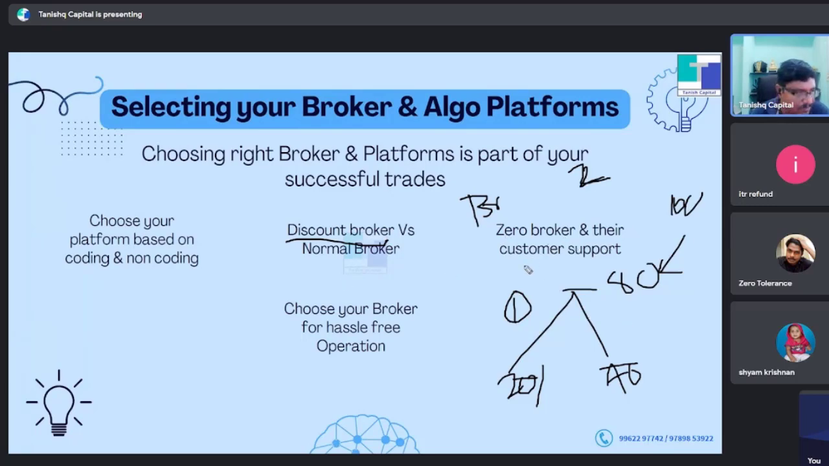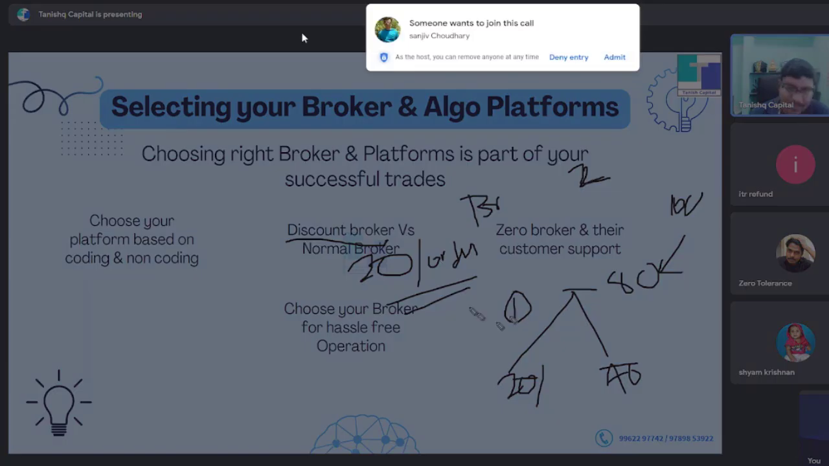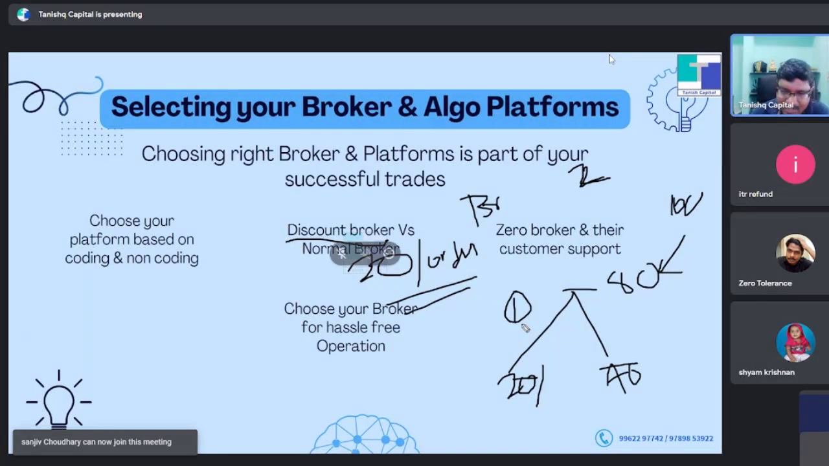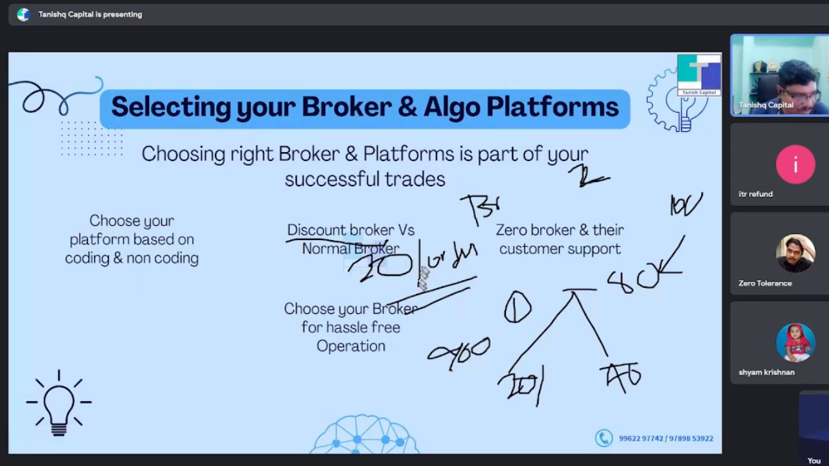bulk orders. For bulk orders, yes, 20 per order is good. And nowadays the exchange is bringing freeze quantity down. That means per order you can put only that much quantity. Few months back we had a huge freeze quantity, and recently Bank Nifty was updated to 900 quantities. So that also needs to be considered.